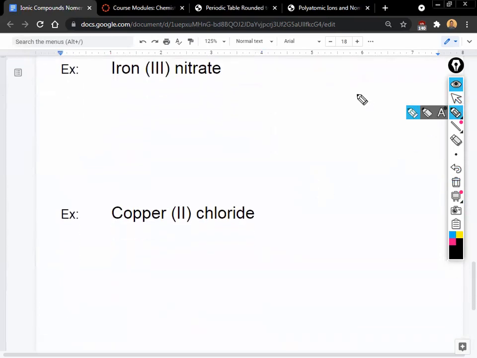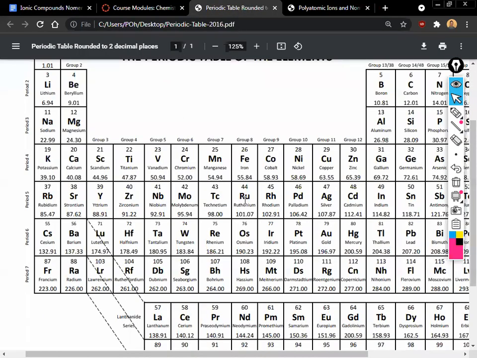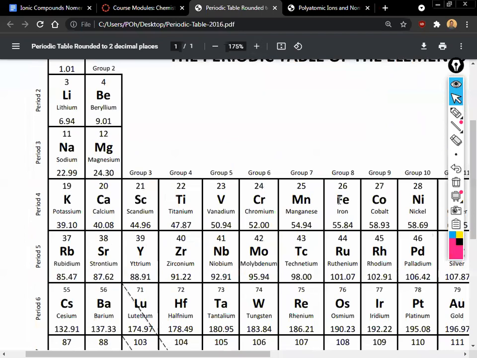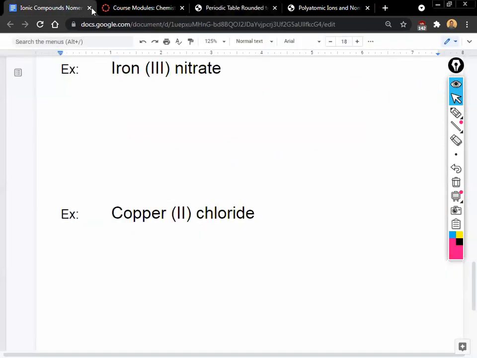And again, if you guys feel confident doing this on your own, you can kind of ignore me and just check your answers at the end. We'll do the first one together, and I'll let you guys try the second one on your own, okay? So the first compound is iron 3 nitrate. So I'm just going to look for iron on the periodic table. Iron is Fe, so I'm going to write Fe. So iron is Fe.